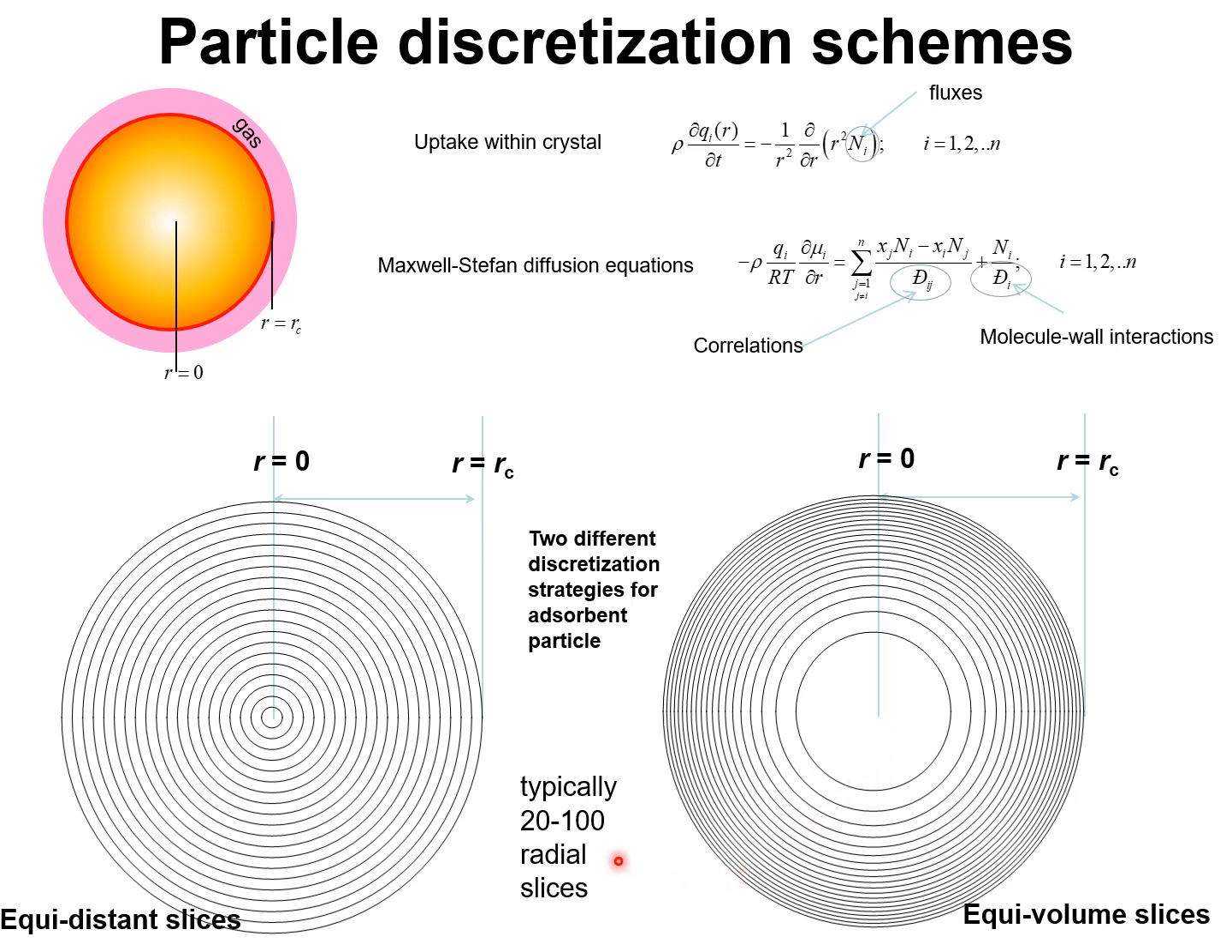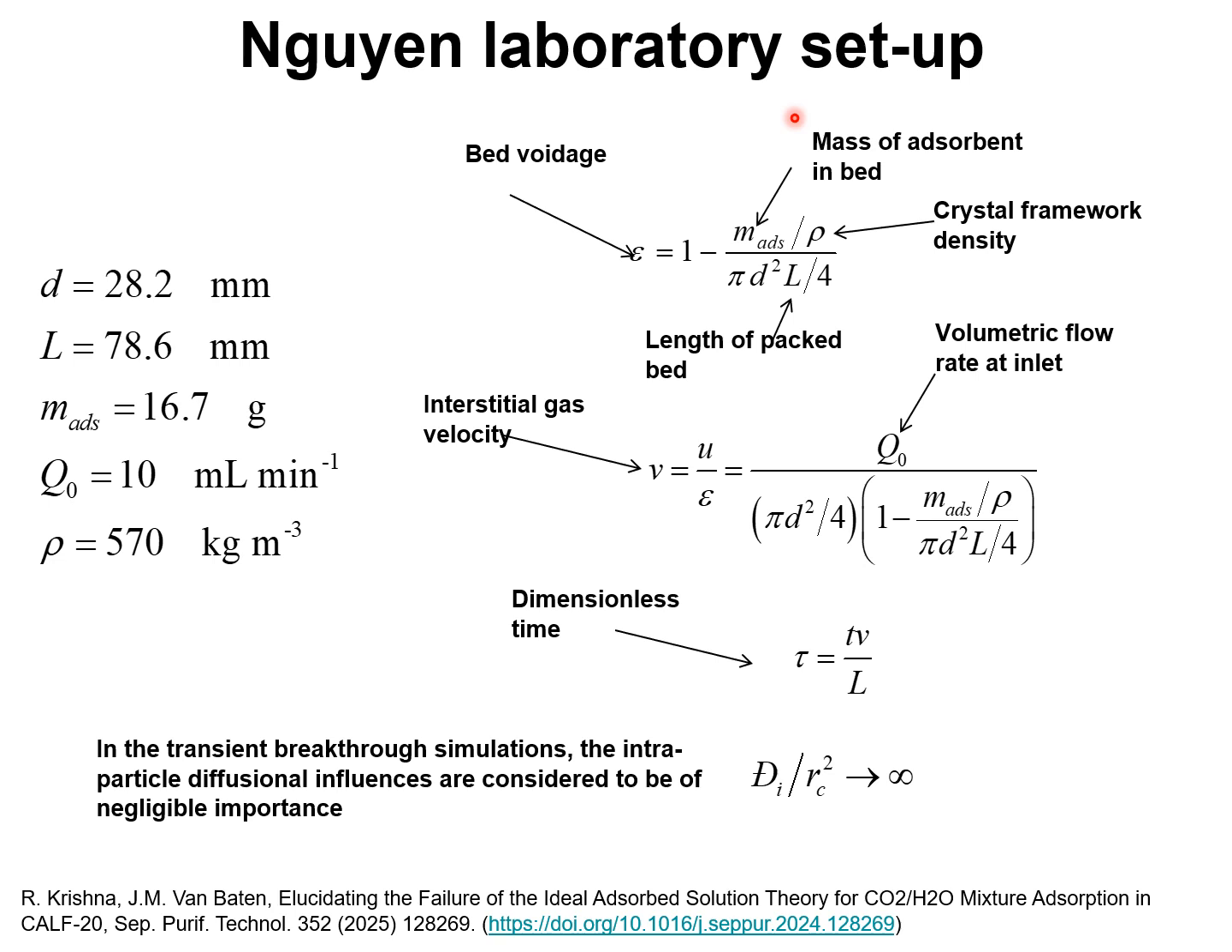In our transient breakthrough simulations, we find that typically using 20 to 100 radial slices is sufficient to obtain good accuracy in the numerical calculations. The input parameters for the transient breakthrough simulations are determined from the details provided in the Nguyen paper.